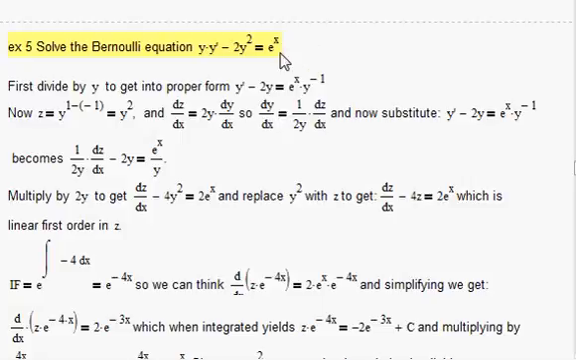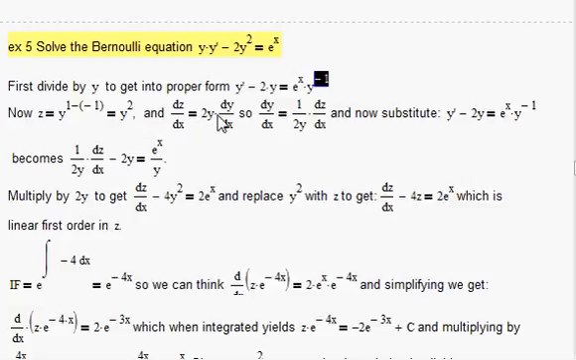First we divide by y to get it in the right form. Y prime minus p of x times y equals e to the x times some function of x times some power of y. That's what makes it a Bernoulli. And we make the substitution z equals y to the 1 minus n. Well, n is, in this case, negative 1, so it's 1 minus negative 1, so z equals y squared.